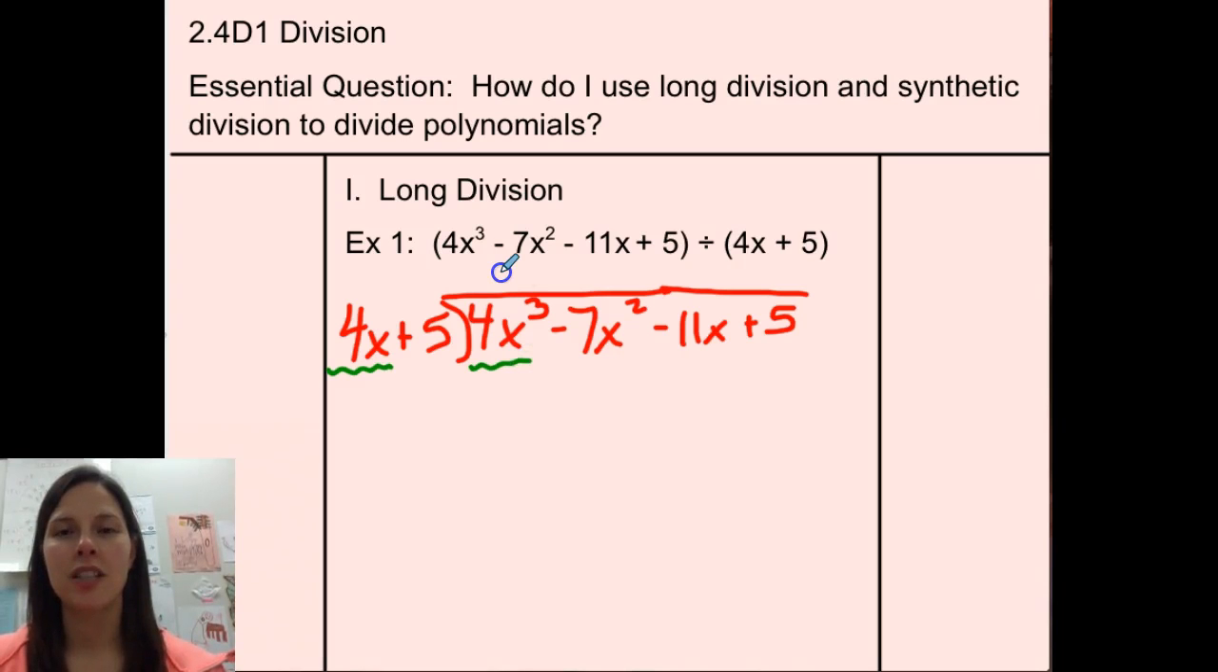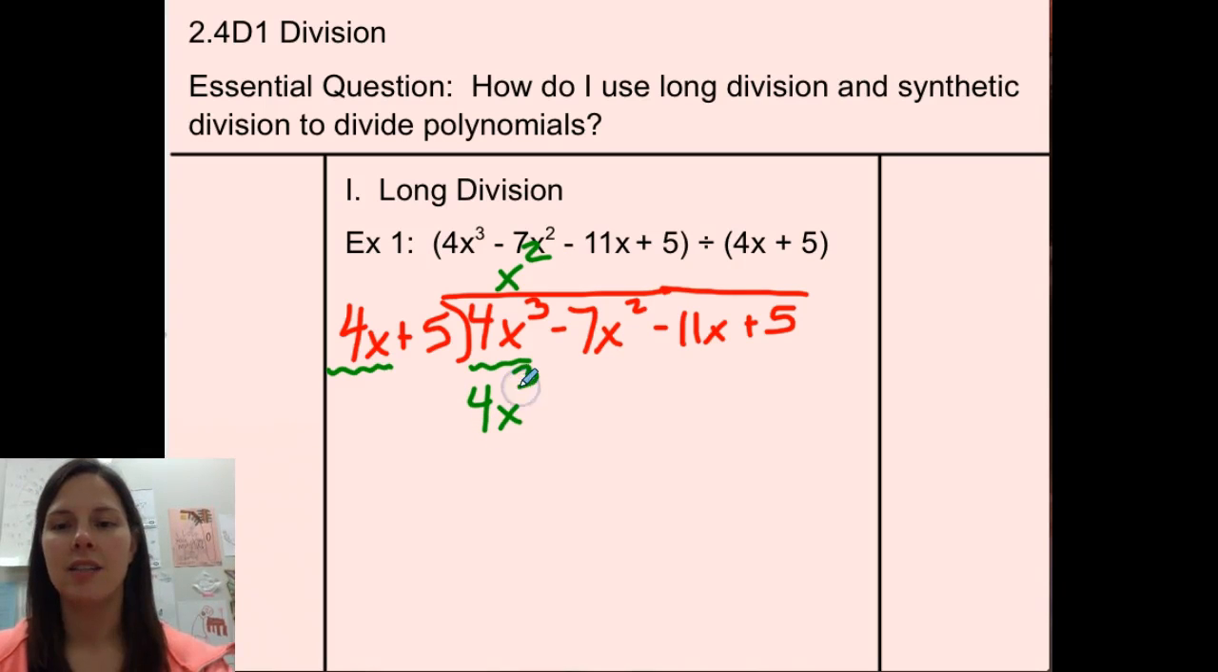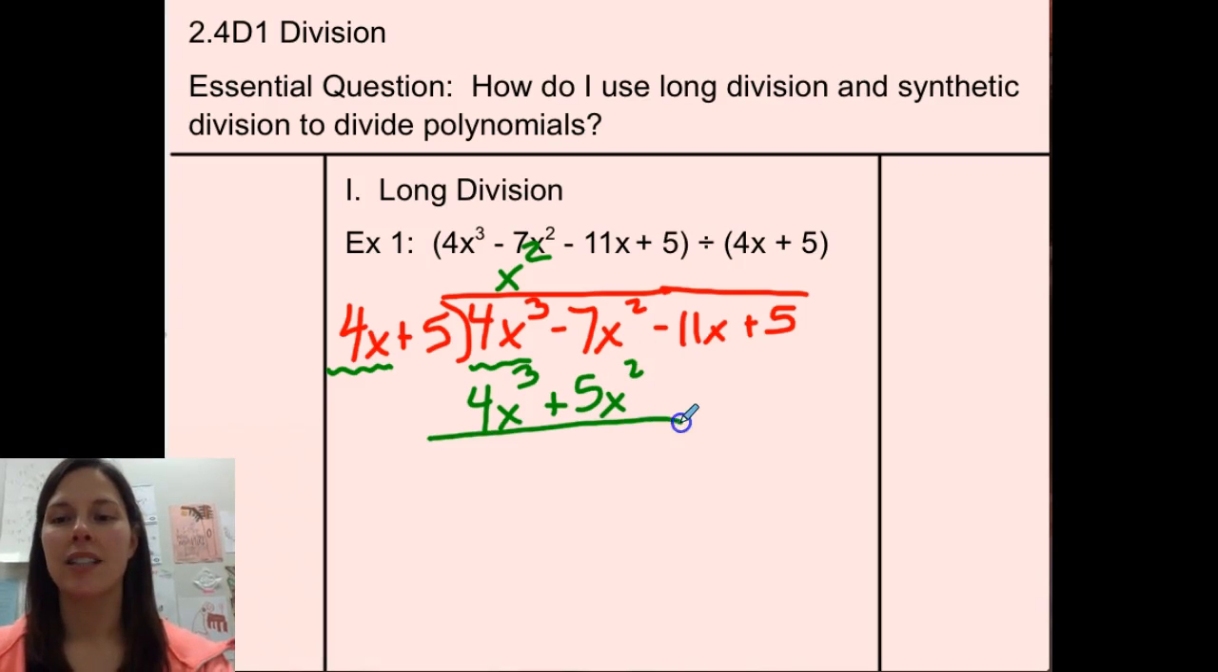Another way to ask this question is 4x times what gives us 4x cubed? That answer is x squared. Multiply that x squared by both pieces on the outside, and then subtract. It's helpful to distribute that negative sign. 4x cubed minus 4x cubed cancels. Negative 7x squared plus negative 5x squared is negative 12x squared. And then we bring down the next term, and we repeat that process.